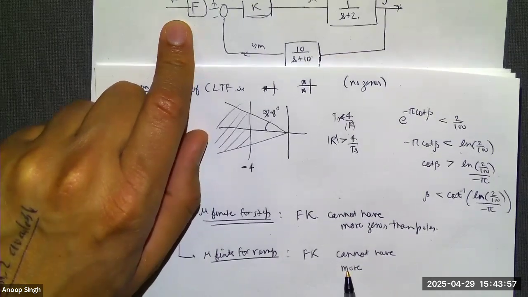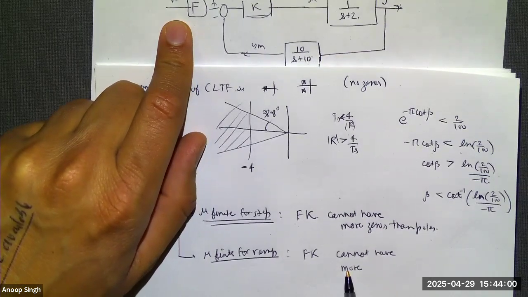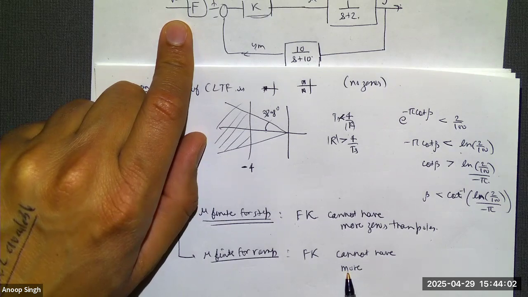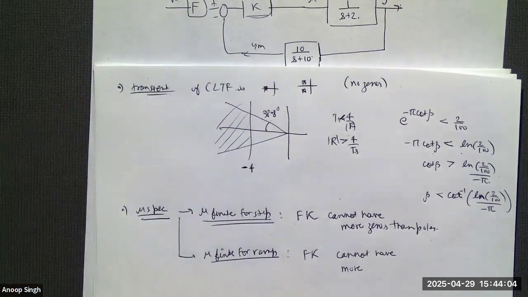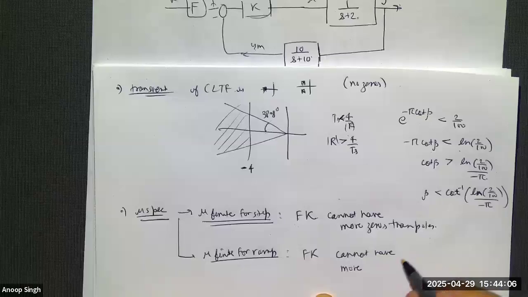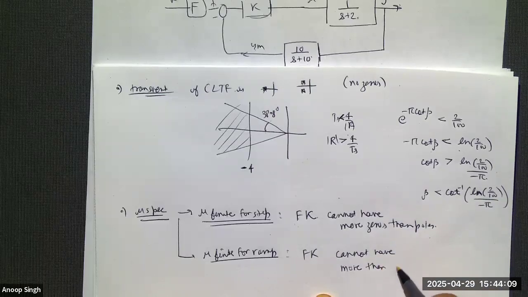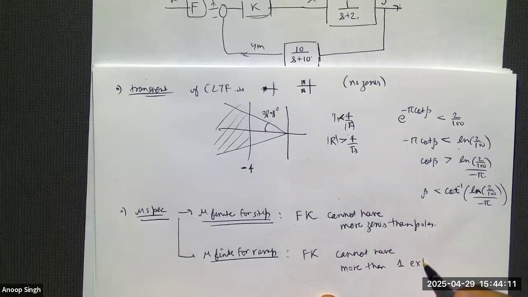So what comes out for a ramp one? Can't have one extra zero. I think there are restrictions. They can have one extra zero. They can have one extra zero. Cannot have more than one extra zero.